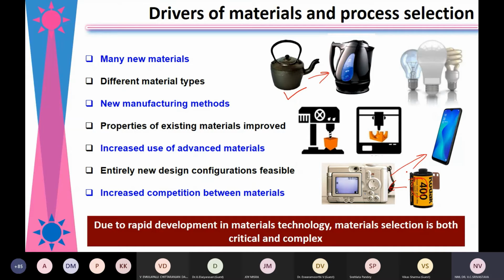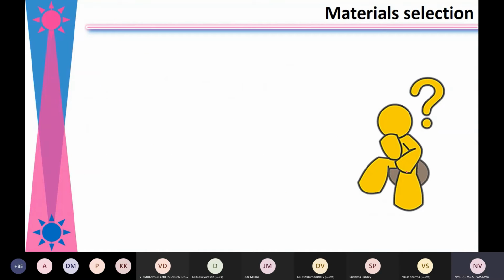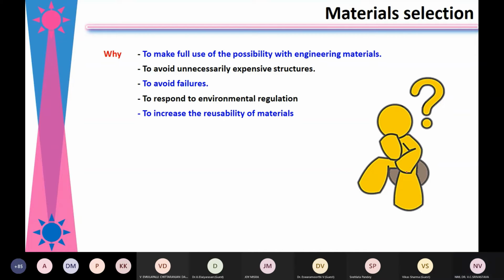And what are the processes for material selection? Why do we do that? First of all, why should we select a material? To make full use of the possibilities with engineering materials, to avoid unnecessarily expensive structures, to avoid failures. If the material we are using in our product is failing, then definitely we have to be very careful, and we have to use new materials for that purpose. And to respond to environmental regulation. You know that today, due to a lot of sustainability issues and environmental degradation, a lot of regulations are coming from different governments.